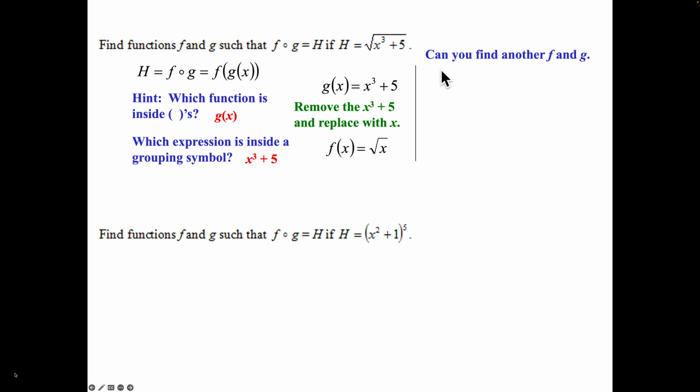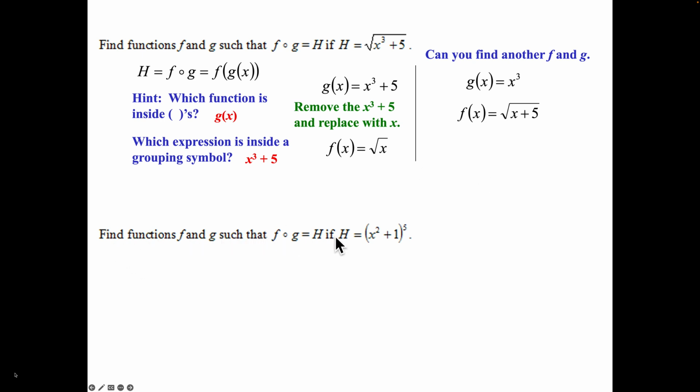Another way that you can find f and g is to go after the variables with powers. So I look at capital H again, and I say, okay, where's my x with the exponent? There it is. That's my inner function, g of x. Take that out, put an x back in. That's my f of x, the square root of x plus 5. So again, if you take the g function and you put it into the x of the f function, I get the square root of x cubed plus 5, which is capital H. Now you only have to find one set. You don't have to find both.